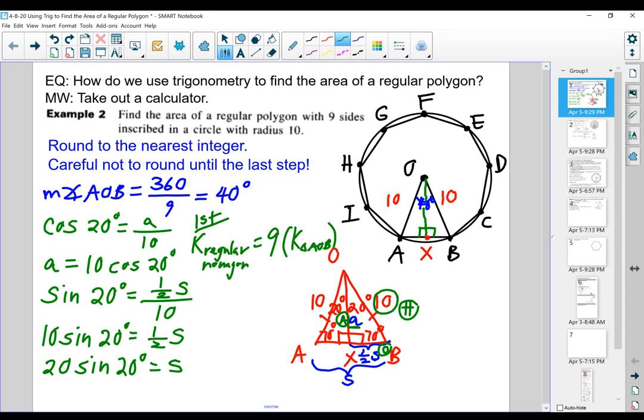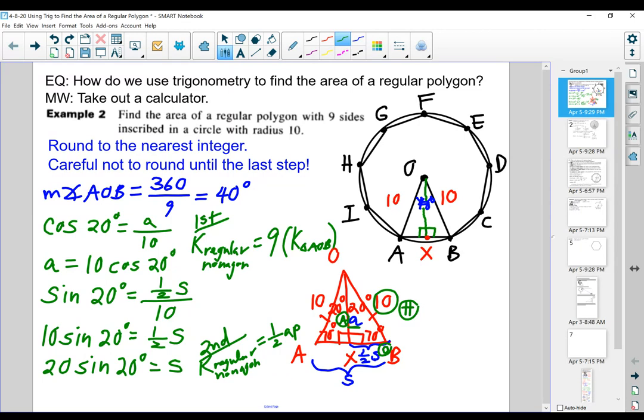Or the second way, we can find the area of the regular nonagon by using the general formula of 1/2 the apothem times the perimeter. And no matter which way we use, we should still get the same result.